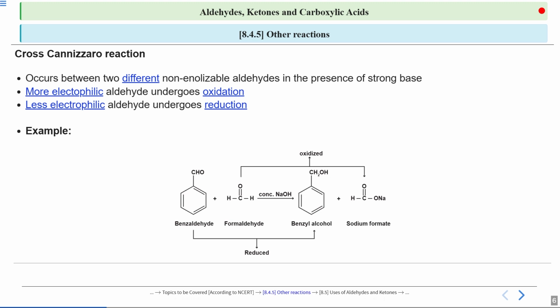I hope it is clear what is self-Cannizzaro and what is cross-Cannizzaro. In self-Cannizzaro, you have the same molecules of aldehyde. One undergoes oxidation, whereas another undergoes reduction. Whereas in the cross-Cannizzaro reaction, you have two different non-enolizable aldehydes. The more electrophilic one undergoes oxidation and the less electrophilic one undergoes reduction.